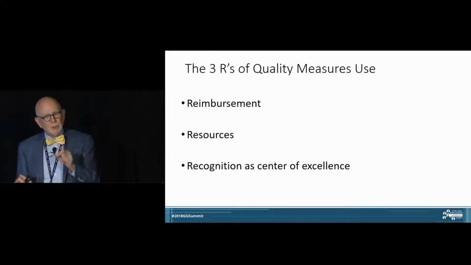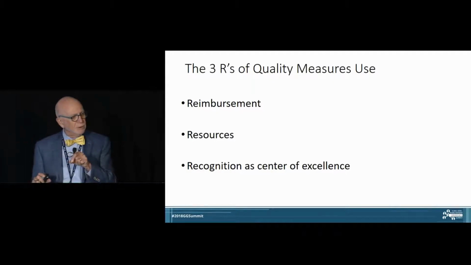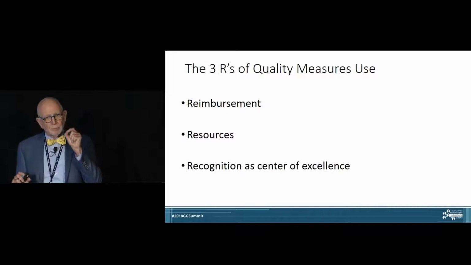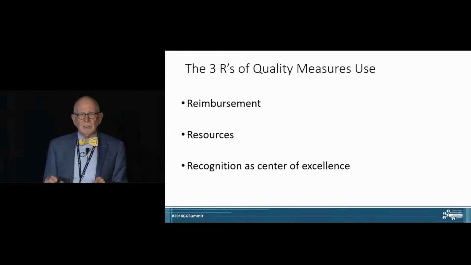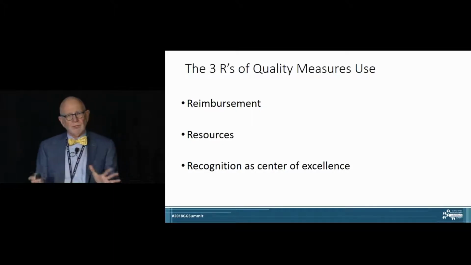Resources. If your institution wants to get paid, they need to produce the resources you need to deliver quality care. And finally, you can brag as a center of excellence if you're meeting quality measures. So the QMs have a whole variety of purposes.